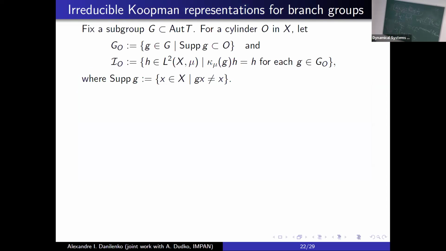Okay. Next, ergodicity of the action is not enough to obtain an irreducible representation. Because if you have just a single transformation, that action, ergodic or non-ergodic, doesn't matter, the corresponding Koopman representation is never irreducible. So we need something more to prove irreducibility, something more than ergodicity. And this something more will be the property of branches.